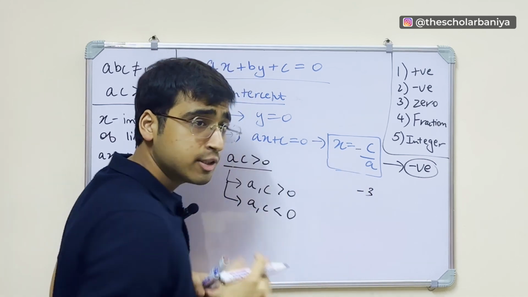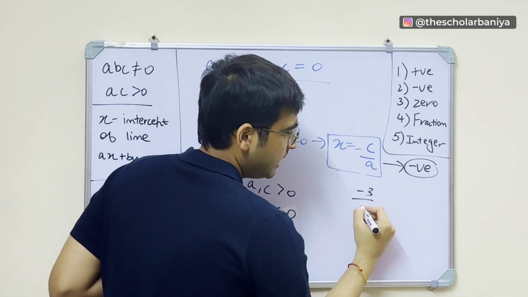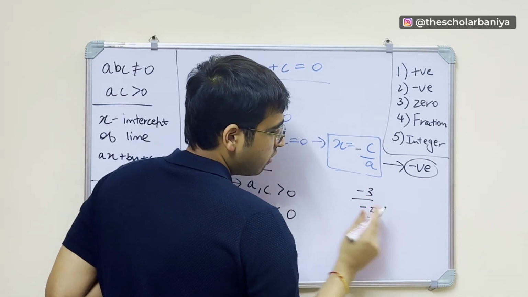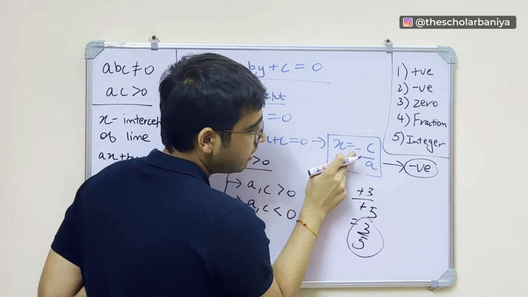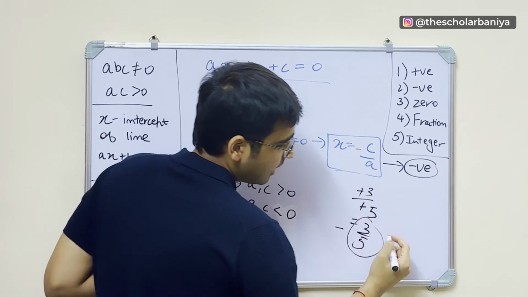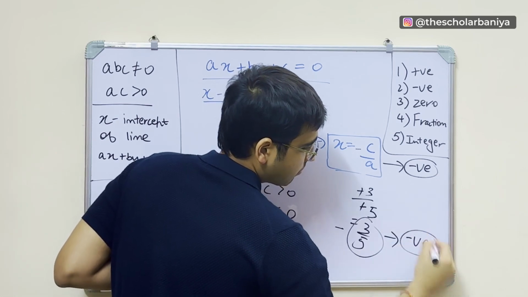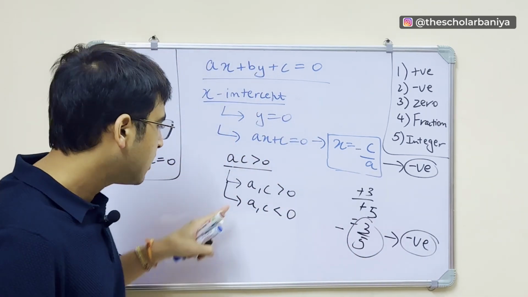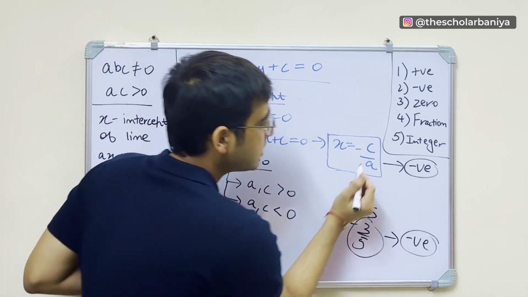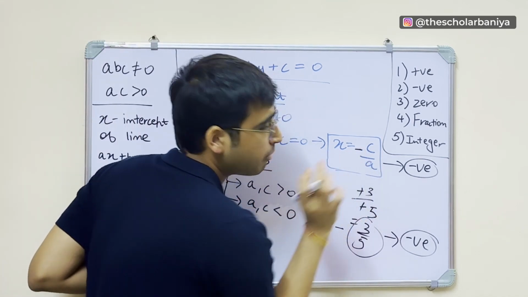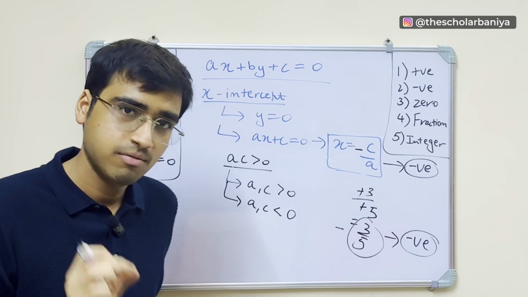Similarly, if A and C both are negative, for example, C is also negative, let's say minus 3, right? And A is also negative, let's say minus 5, any value, right? So what will be this? This will be 3 upon 5, right? But if we include one negative sign, then this also becomes negative, right? That means irrespective of whichever case we take, the value of minus c upon a will always be negative, right?